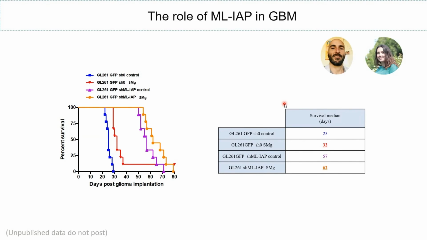And in the team, we started to perform some experiments to understand its role. We generated cells with downregulated MLIP. So we used the glioma cell line, and we downregulated MLIP expression, and we grafted these cells in the brain. So the cells expressing MLIP and the ones which did not express MLIP. And we treated or not these mice with Smac mimetic. And what we got was an increase in mouse survival with the treatment.